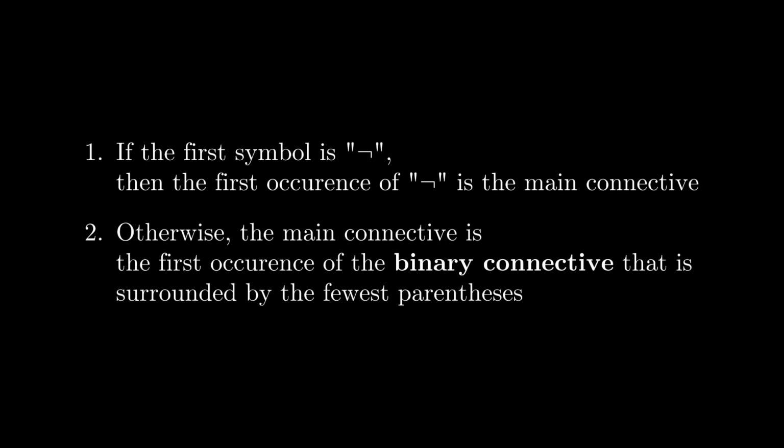This is a video about finding the main connective. Now there are two steps to find the main connective in a formula. First, if the first symbol is a negation, then the first occurrence of the negation is the main connective. Second, otherwise, meaning that the first symbol is not a negation symbol, the main connective is the first occurrence of the binary connective that is surrounded by the fewest parentheses.